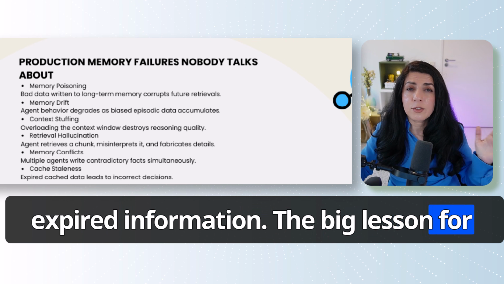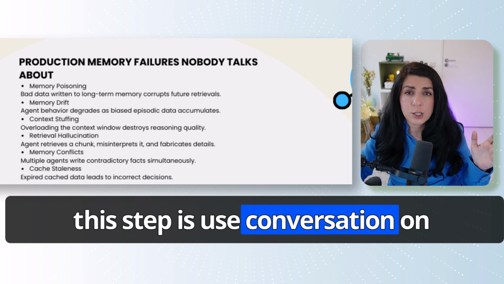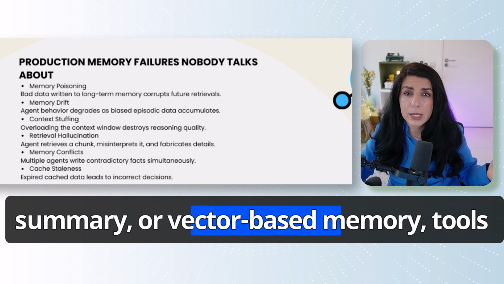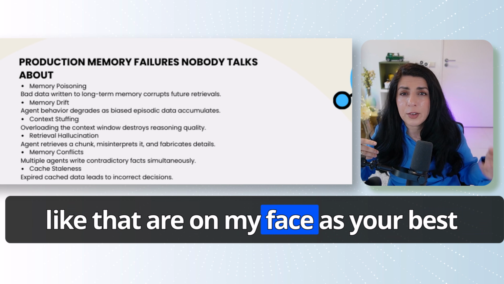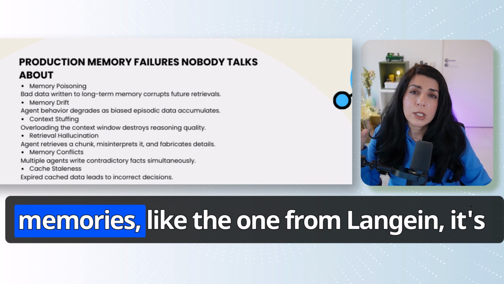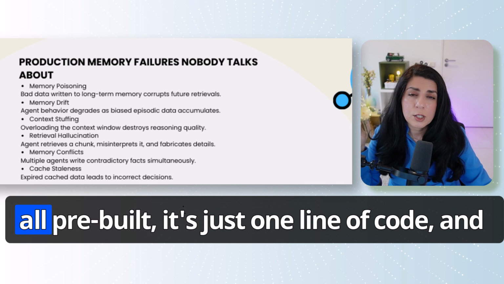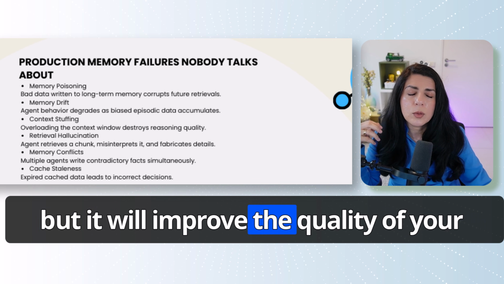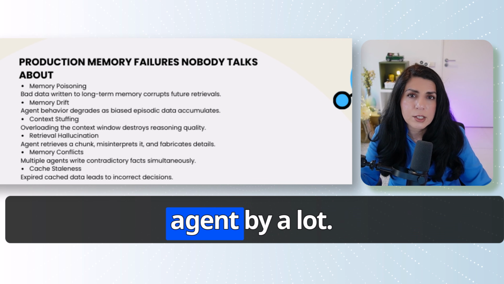The big lesson for this step is to use conversational summary or vector-based memory tools like Zep, Chroma, or FAISS as your best friend. And also a lot of internal memories, like the ones from LangChain. It's all pre-built, just one line of code, but it will improve the quality of your agent by a lot.